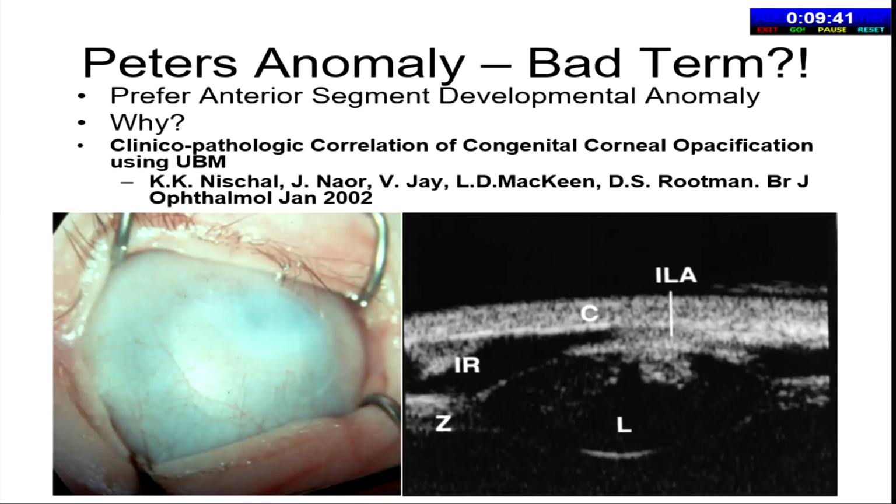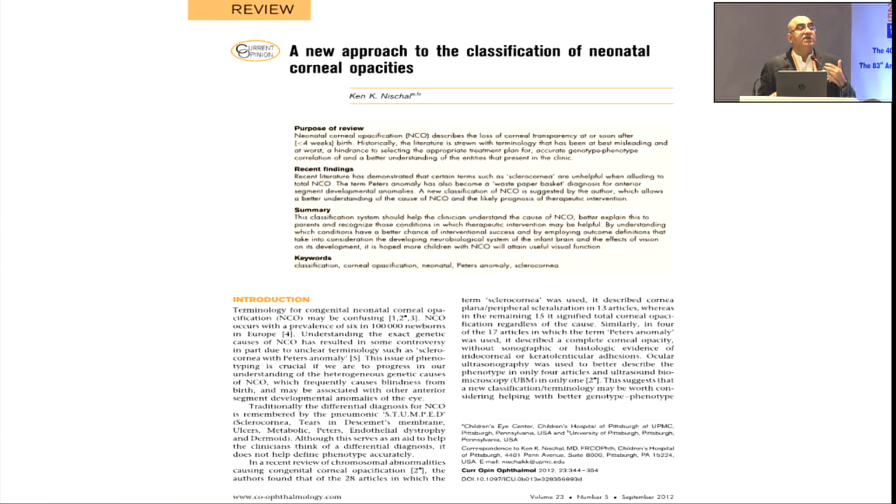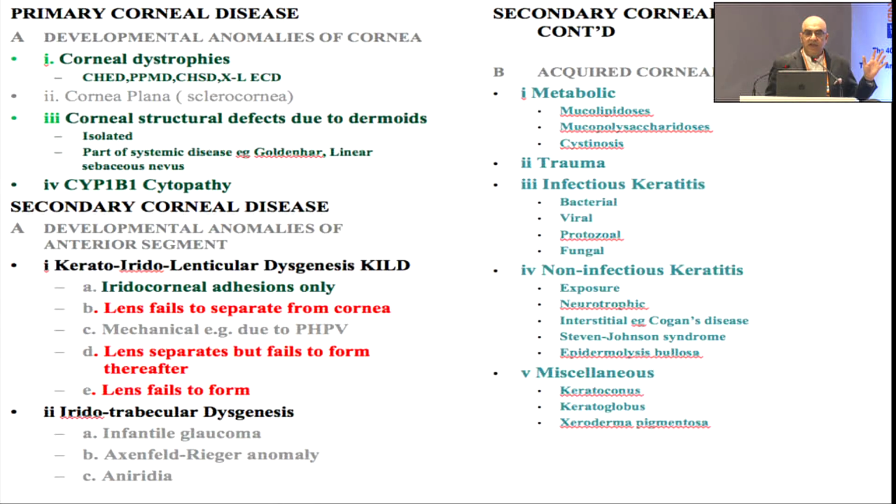So Peters anomaly, I've been saying this for a long time, actually now about 26 years. It's a bad term. This is a picture of a child who was thought to have sclerocornea. When you do the UBM, the lens is attached to the cornea. That's supposed to be Peters anomaly type 2. So which is it, sclerocornea or Peters anomaly? As a result of that work that started when I was a fellow, I came up with a new classification, and the classification is this.